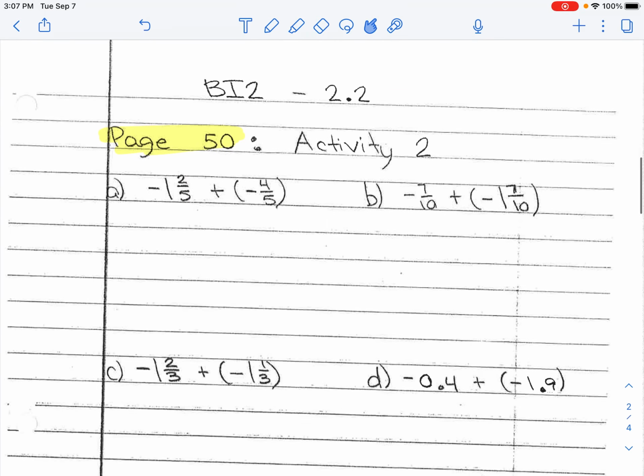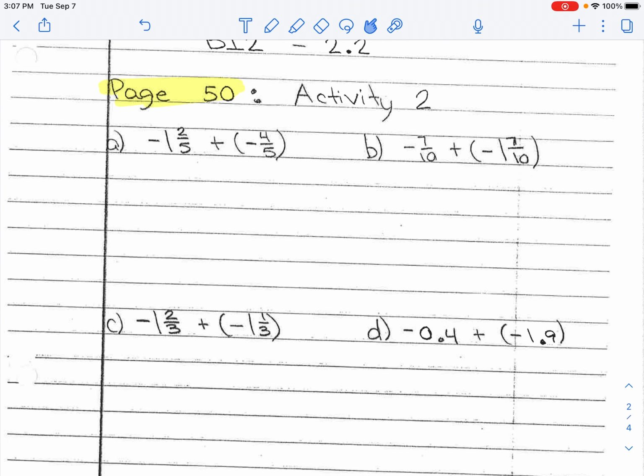Okay, I'm going to go to the next page. So now we're looking at adding 2 negative fractions. So I've got negative 1 2/5 plus negative 4/5. Same sign, find the sum.